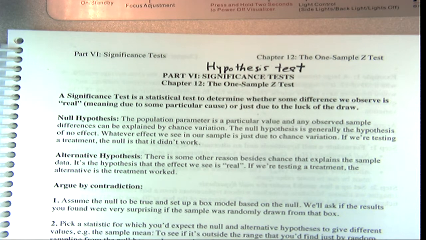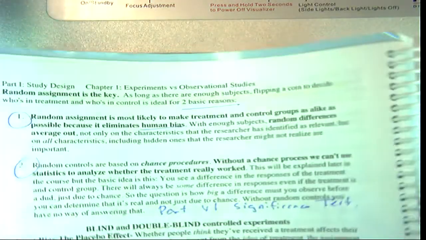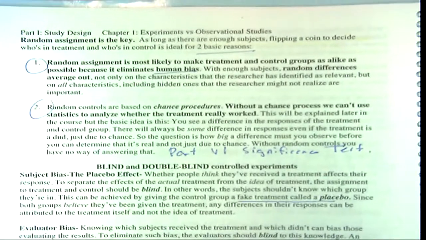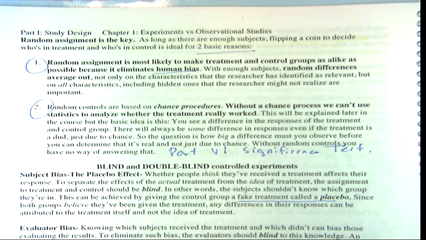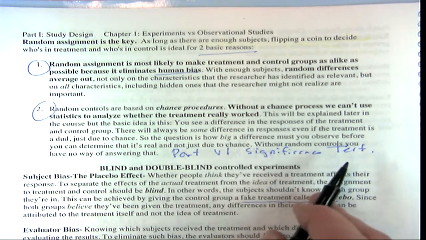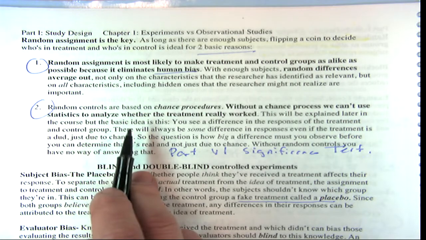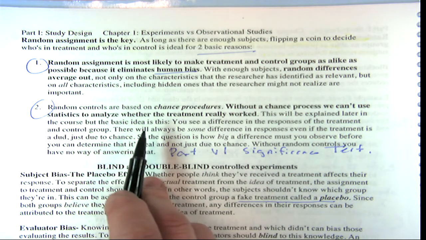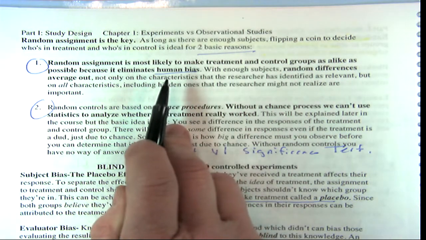So maybe we should go back to the very beginning of the class, page 4, because we said there that one of the reasons random controls are really important is because they allow us to do these significance tests. So let's read this again. Remember what we were doing here. We were looking at why randomization is important. It's because it eliminates bias.